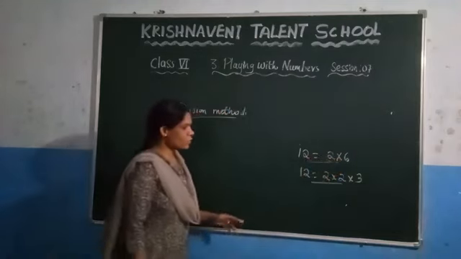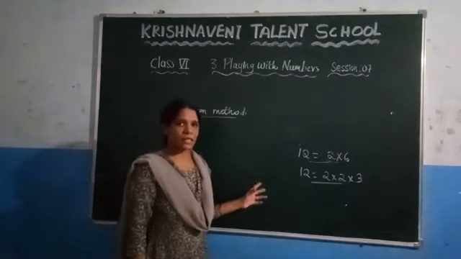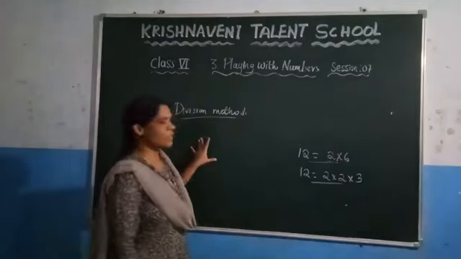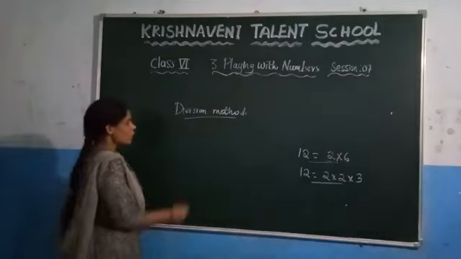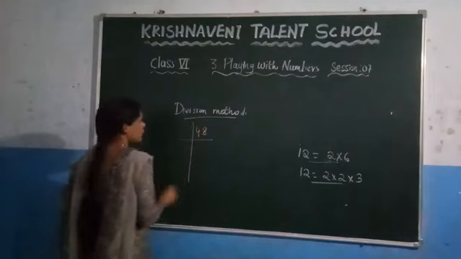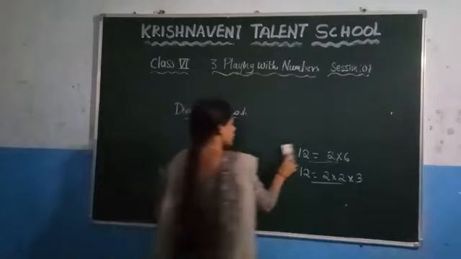Now we are going to discuss, if you are given any number, how to write that number as a product of the prime factors by using the two methods. In that the first method is the division method. Now take one example here. Consider the example 48.